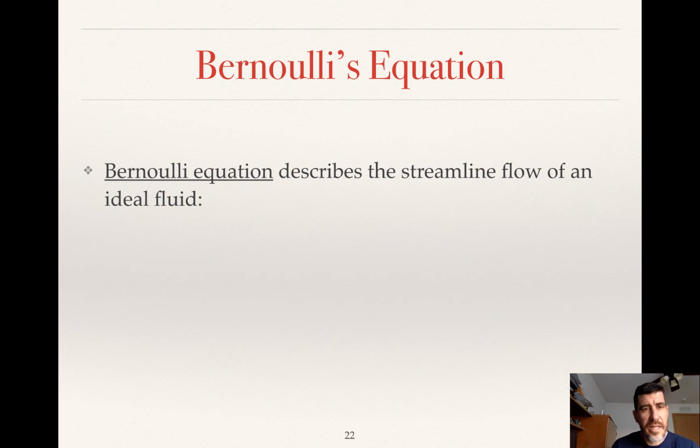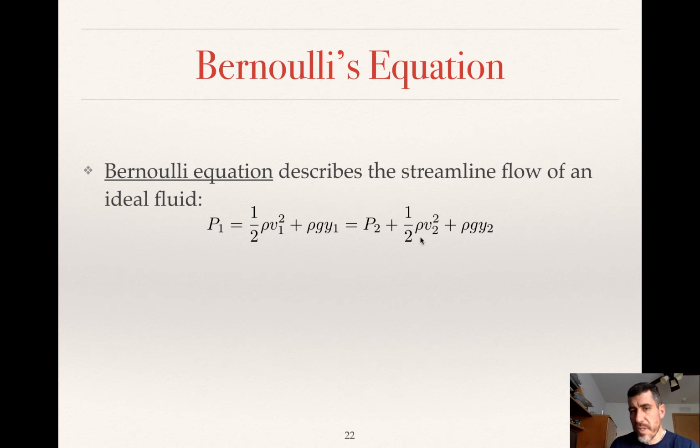Okay, and finally, Bernoulli's equation. Bernoulli's equation describes the streamlined flow of an ideal fluid. And here it is. If you look at everything at one point in the equation, that has to equal this quantity at the second point in our fluid flow. Sorry, this should be a plus sign instead of an equal sign here. So the pressure at point 1 plus 1/2 rho v1 squared plus rho g y1 equals the same thing at some other point in your pipe or your fluid flow.